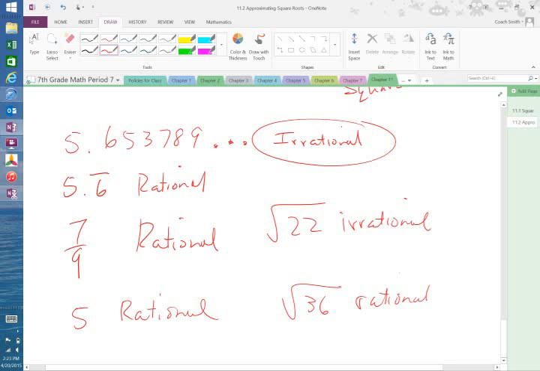Okay. Do what? Which one? Why is the square root of 22 irrational? Why it's irrational? Because it's not a perfect square. The answer to the square root of 22 is a number that keeps going and going and never stops.